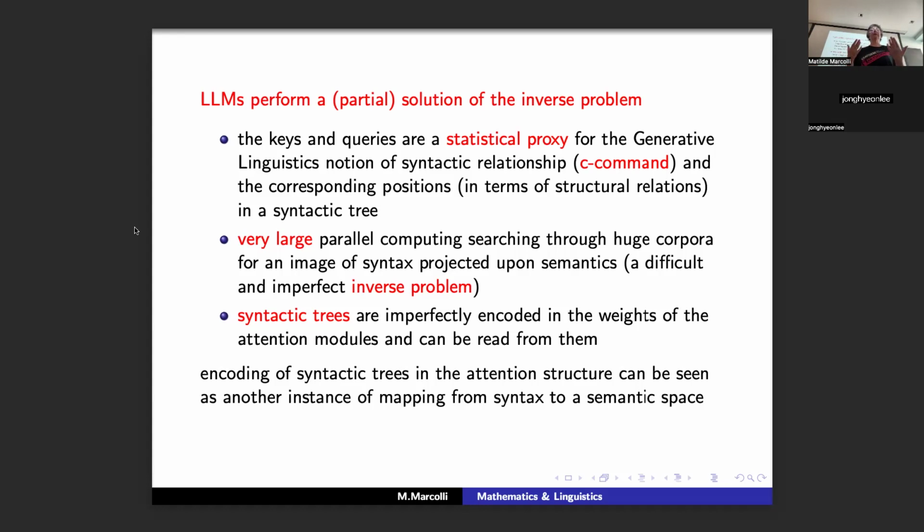And typically your keys and queries vectors see what terms are called for and will be called for by a certain element in the sentence, and will correlate, and one can be more precise about that, into certain particular syntactic structural relations like C-command and other positions in the structure of the syntactic tree. And ultimately, the reason why you see these syntactic trees is this correlation. So in a sense, you're conducting a very large parallel computation, searching through huge corpora of text statistics for this kind of image, that is projected upon your semantic space from the actual structure of syntax. Okay, so this is a kind of hypothesis.